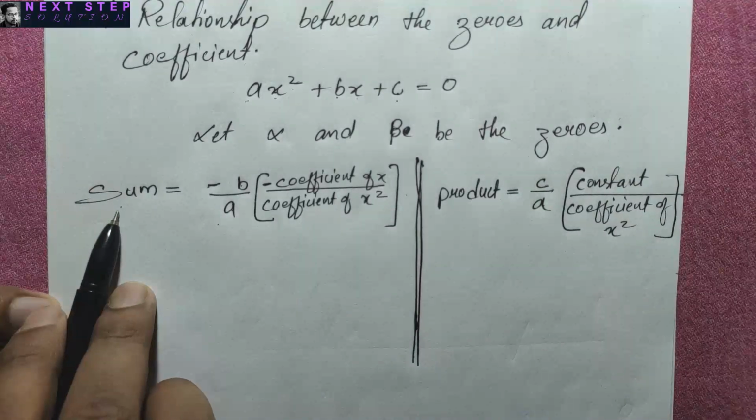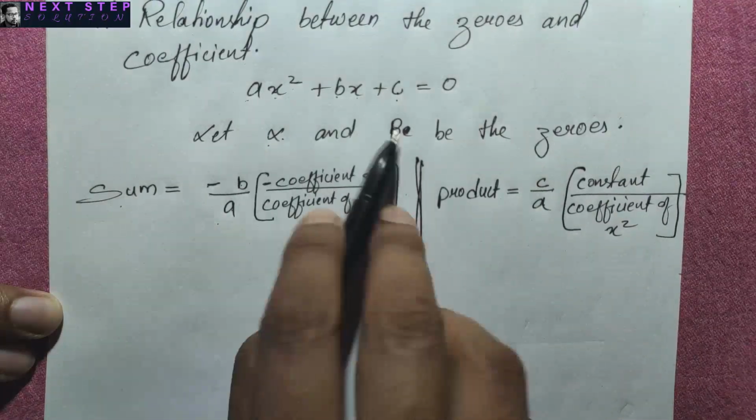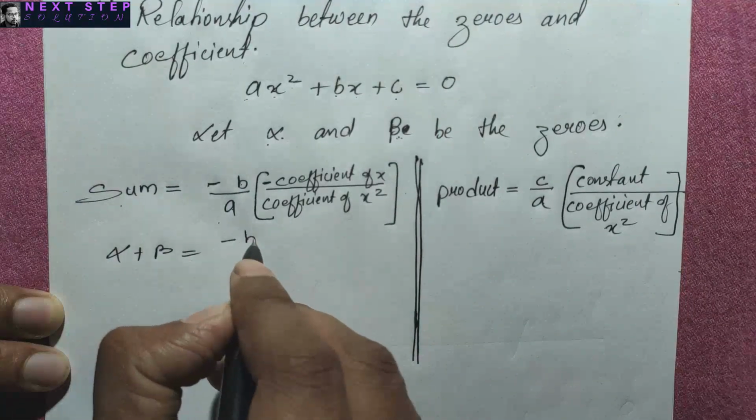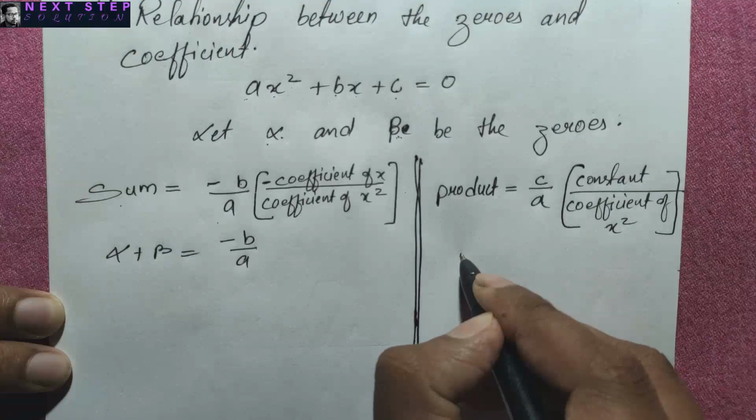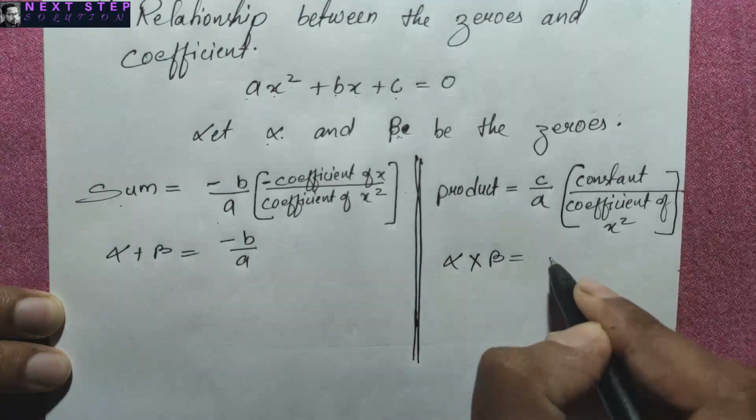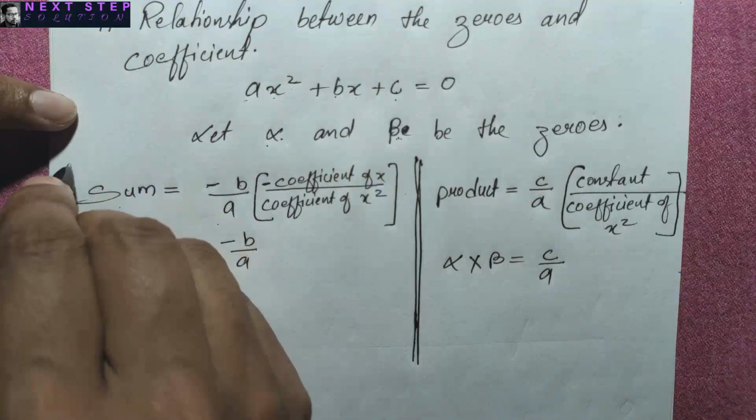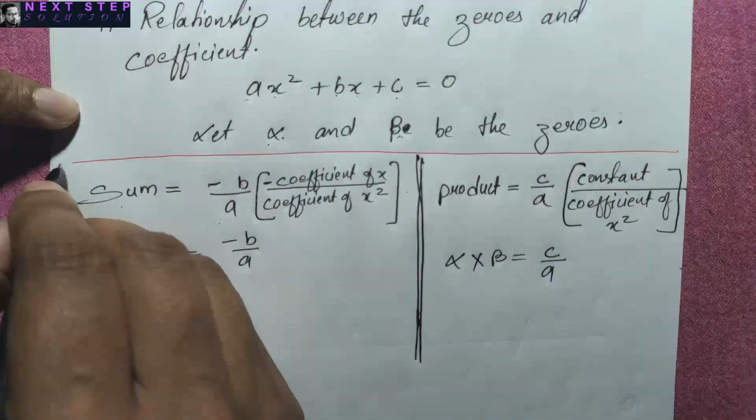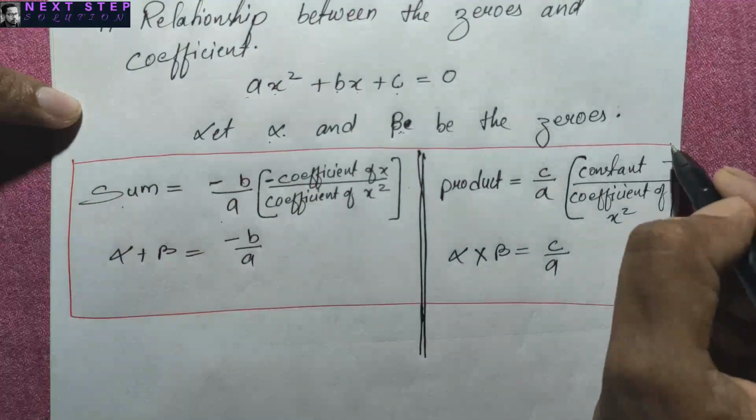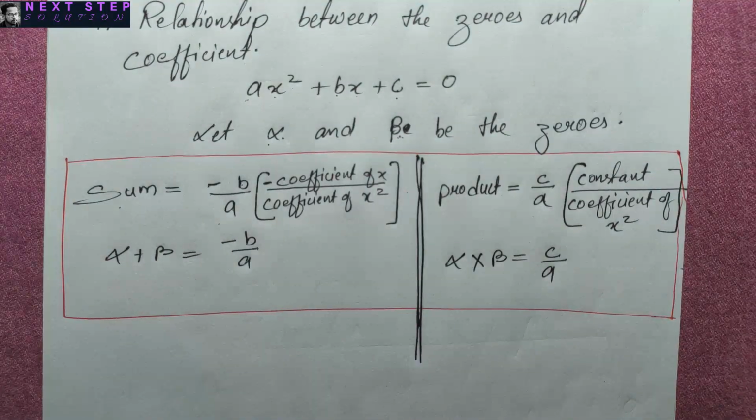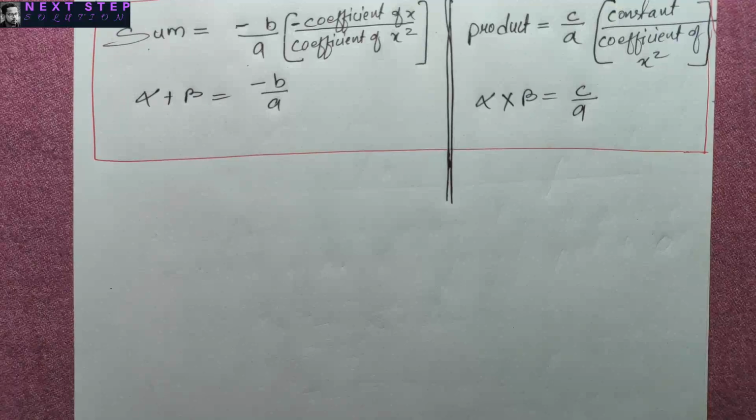So whenever we add up the zeros, the two zeros here being alpha and beta, if we add up alpha and beta, we will get minus b by a, and if we multiply alpha and beta, we will get c by a. This is called the relationship between the zeros and the coefficients. Now let us solve a question to understand this relationship better.